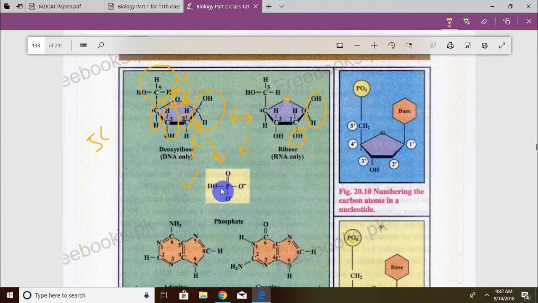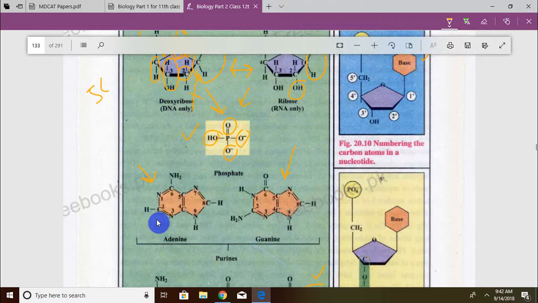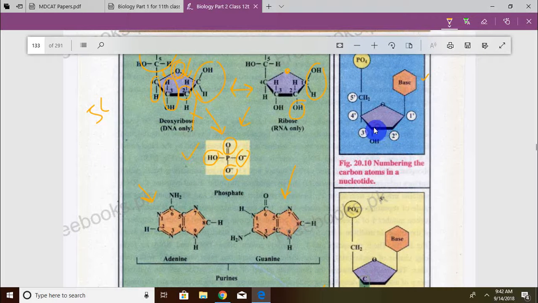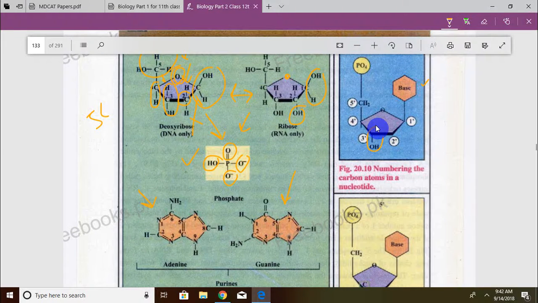Now, the phosphate group has this double bond, this OH portion, and these O minuses. And you have to be able to number the carbon atoms. Carbon number 1 is the one to which the base is attached. It can be either one of these bases. Carbon number 2 doesn't have any attachment. Carbon number 3 has the OH portion, and it's this OH portion that forms a phosphodiester bond with a phosphoric acid from the one below it. And on 5th we have a PO4.